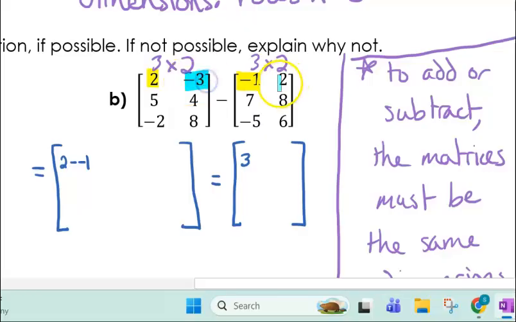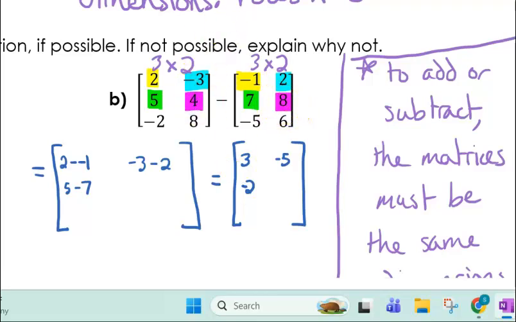Then you have -3 and the 2. So you're doing -3 minus 2, which is -5. And you have 5 minus 7, and that makes -2. And then you have the 4 minus the 8. Like I said, I normally wouldn't show the steps on this, I would just do it, but just so you can see where it comes from.